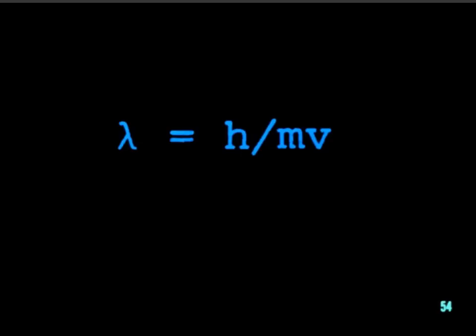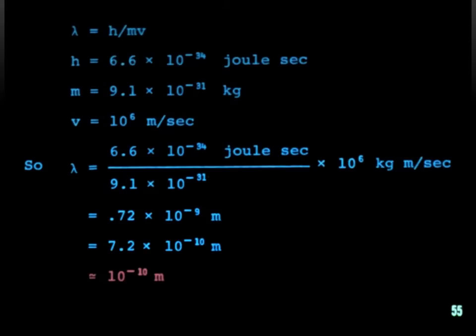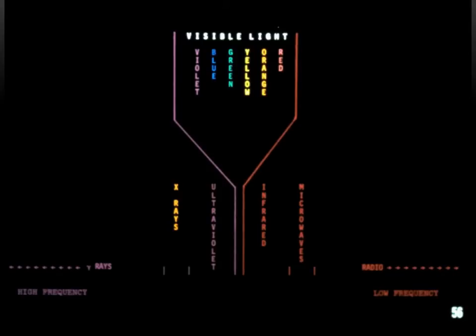Consider, from the formula lambda equals h over mv, we can calculate the de Broglie wavelength for an electron moving at, say, 10 to the 6th meters per second, a speed easily attainable in laboratory experiments. Interestingly, the wavelength comes out to about 10 to the minus 10th meters, about the same wavelength as X-rays. Now, X-rays, like visible light, are a form of electromagnetic radiation, but they have such short wavelengths that it is somewhat more difficult to demonstrate their wave properties. It is, however, possible.